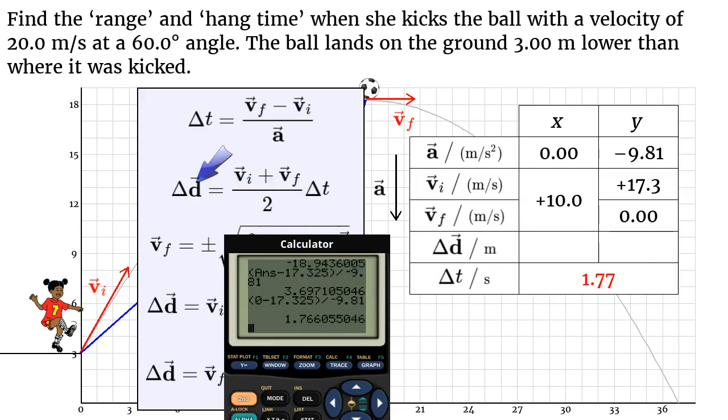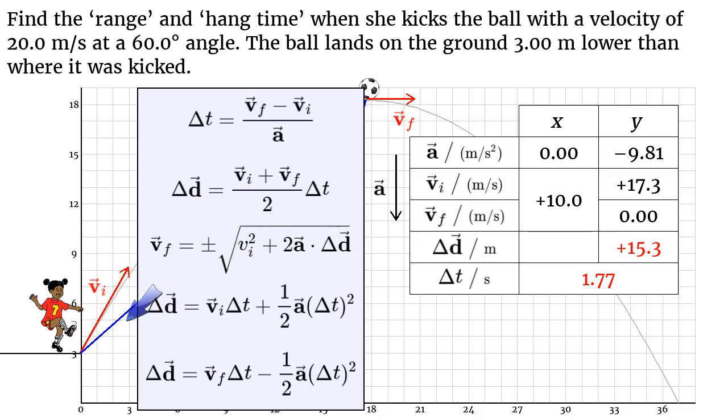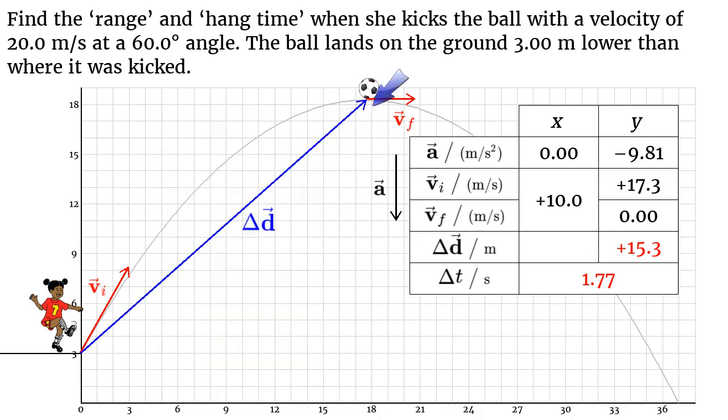Now we can use the second equation to calculate the y displacement. So the initial velocity again is 17.3, the final velocity is 0, the time is 1.77 seconds. Plugging those numbers into the second uniform accelerated motion equation gives us positive 15.3 for the displacement. Now remember that the soccer ball starts 3 meters above the ground. So if the question had asked us what's the final height of the soccer ball, it would actually be 18.3. It starts 3 meters above the ground. It rises 15.3 meters from there to a height of 18.3 before it begins falling back to the ground.